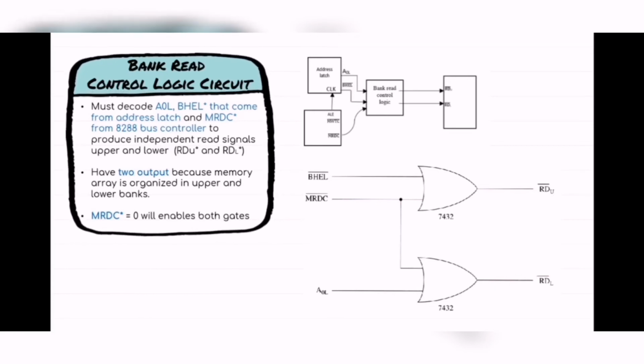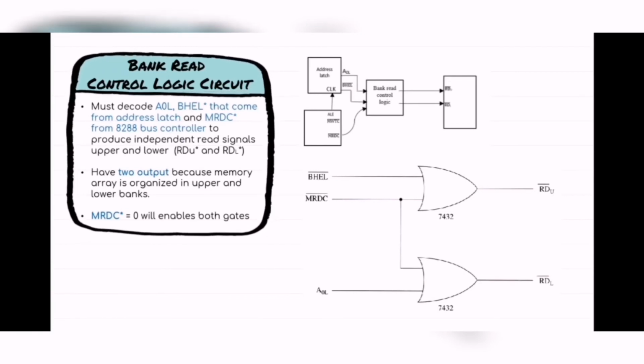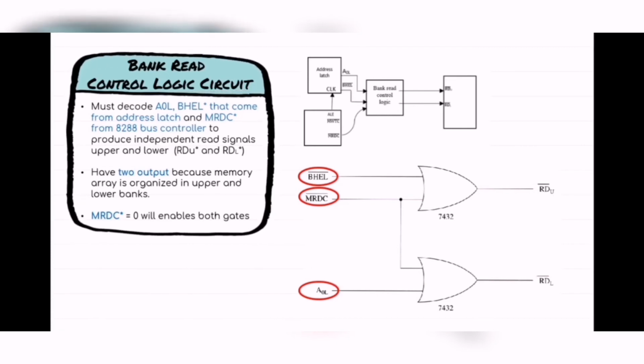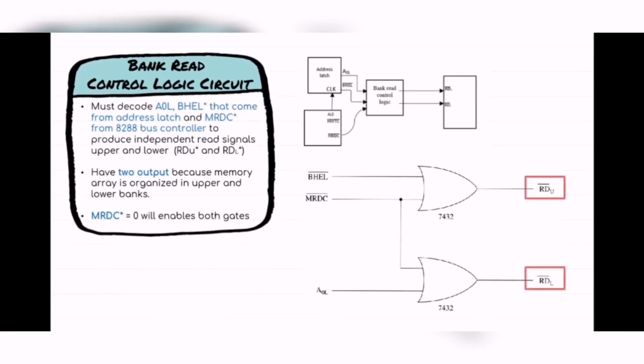They will have two outputs here, because the memory array is organized in upper and lower banks. It states that if memory read equals 0, it will enable both gates. And this is the input of the bank read control, and this is the output that will be produced by the circuit.